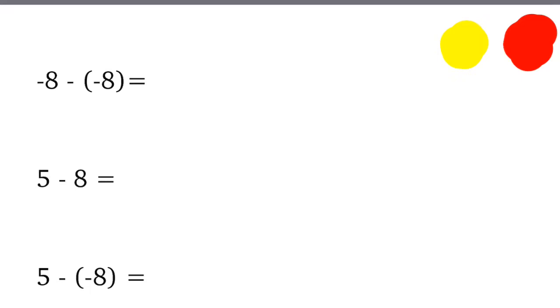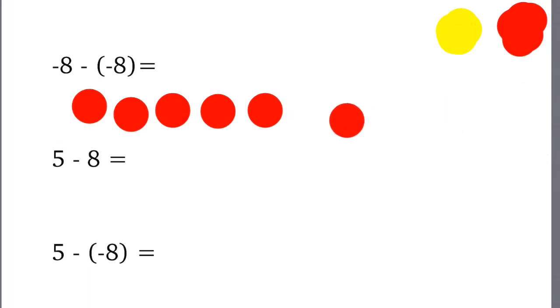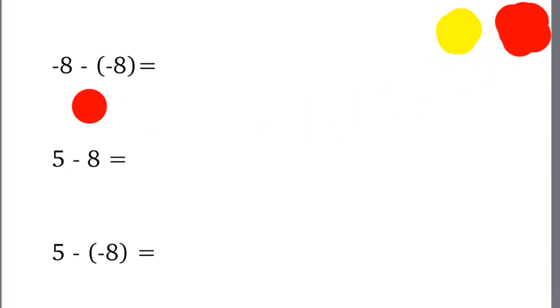-8 minus -8. So on this problem, we are starting with 8 negative counters. 1, 2, 3, 4, 5, 6, 7, 8. And we are taking away 8 negatives. 1, 2, 3, 4, 5, 6, 7, 8. So our answer to this problem is 0.